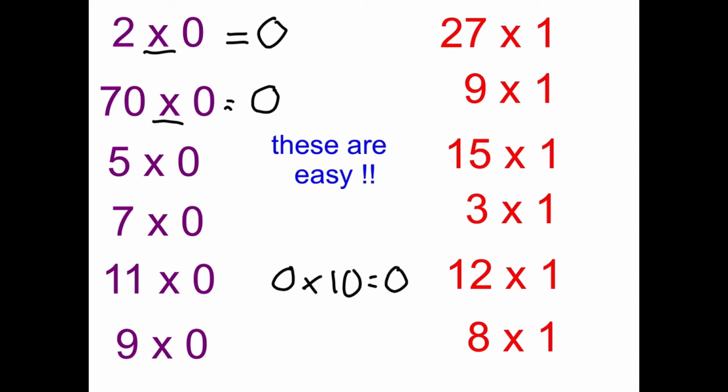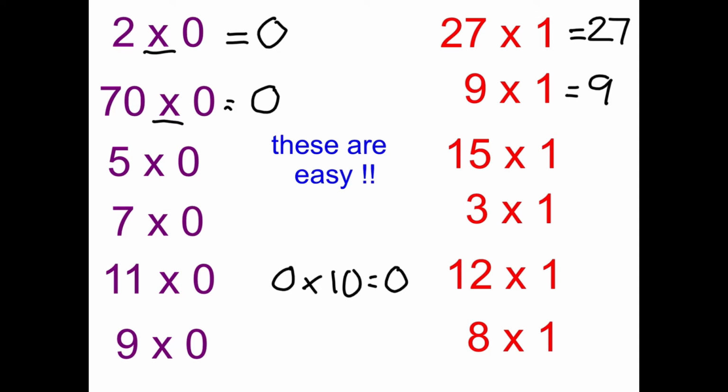Now the next side is all times 1. So if you've got 1 lot of 27 or 27 ones, you're just going to have 27. It's going to be the same as the first number. If you've got 9 times 1, you've got 9 ones, or you've got 1 9. So it's just going to be 9. So I want you to write those neatly in your book and remember the rule.